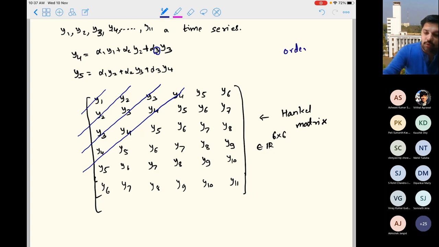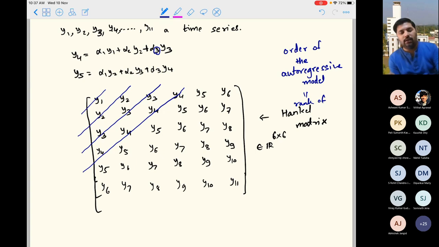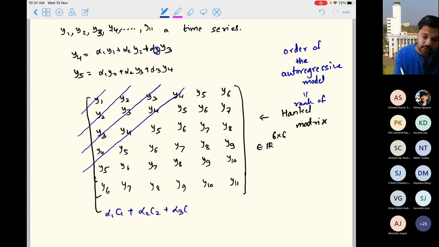So the order of the autoregressive model is actually equal to the rank of this Hankel matrix that we have constructed. Do you see the connection between rank and the order of this autoregressive model? Do you all understand what I did? I took alpha 1 into the first column, alpha 2 into the second column plus alpha 3 into the third column, and I get the fourth column. Is that okay? That's perfectly clear, right? But now in real life, what is going to happen?